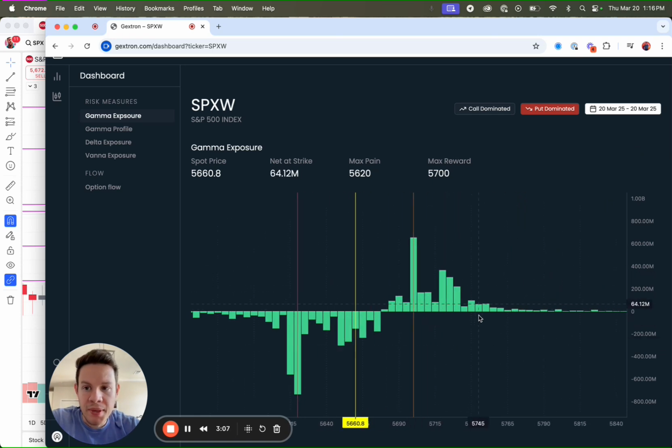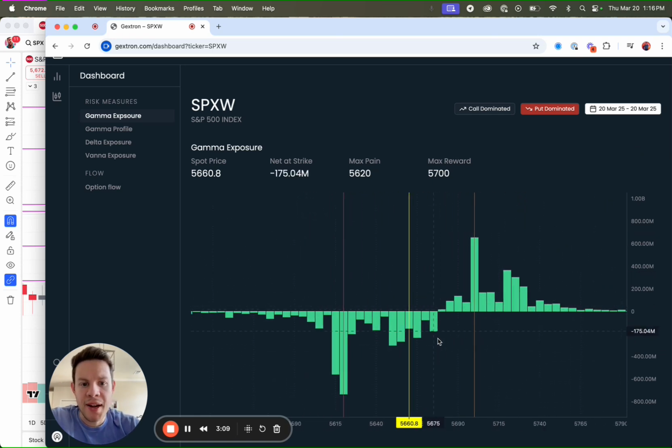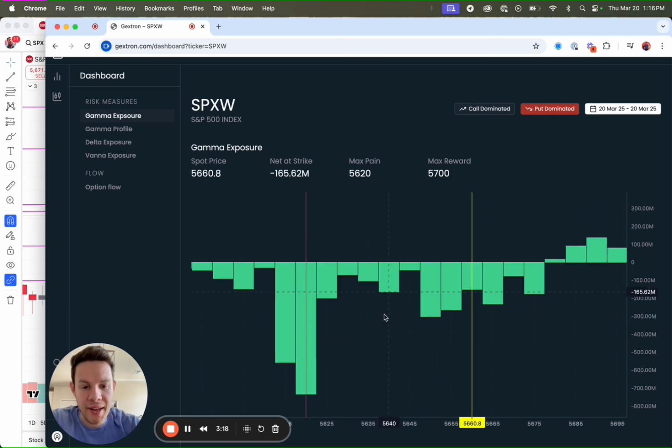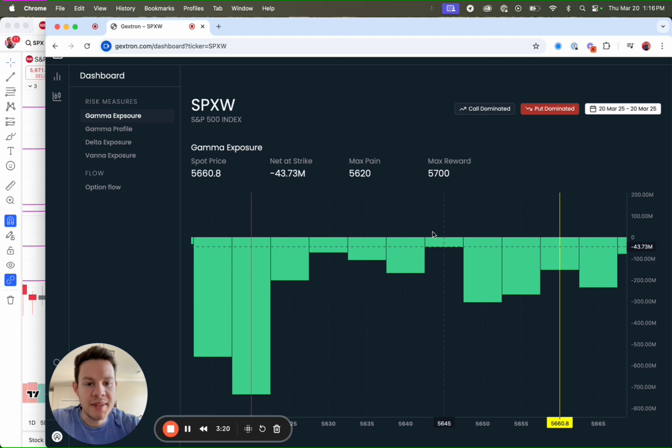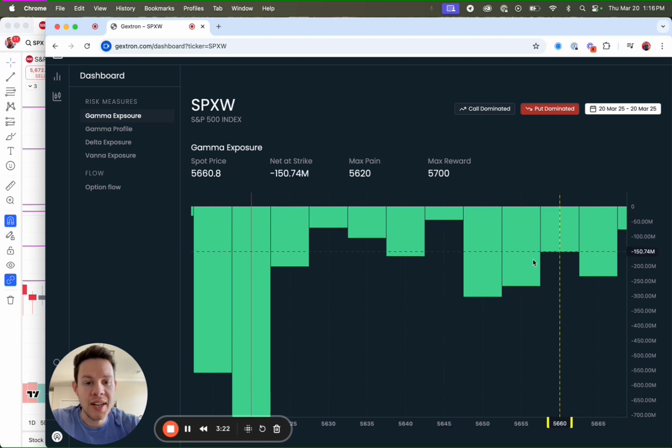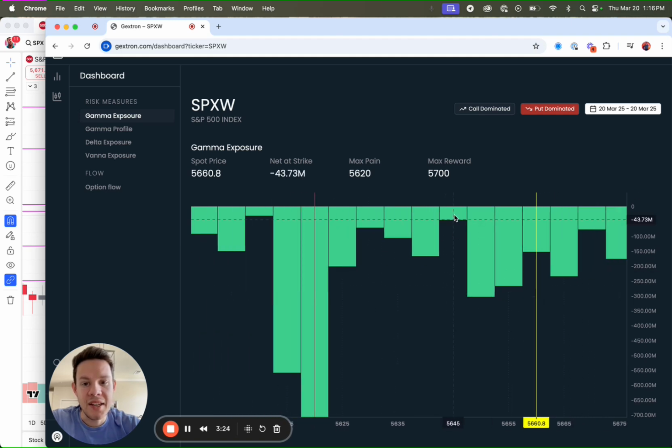Sometimes in the market, and it's not showing as of right now because there's so much volume, you're going to see these low volume histogram bars. Let's say 56.45 right here, this bar right here. Sometimes this is going to be flat. It almost looks like there's nothing there. This says negative 43.73 million. It says it right here, the total net exposure for the strike level. Sometimes this is going to be zero or almost zero.